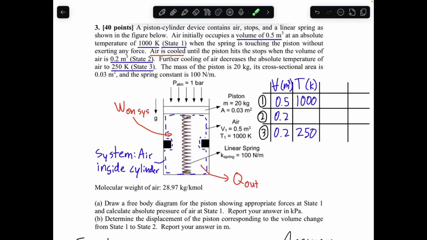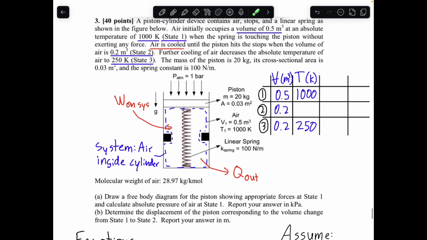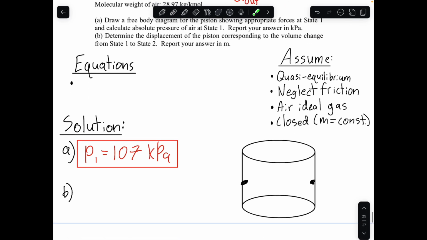You probably can use the spring to do it, but they give us a hint in the problem about the volume change from state 1 to state 2. So I think it's a good idea to use that volume change in order to find our delta x. And there's a way to do it, and I think the best way to think about it is in 3 dimensions. So I will attempt to draw things out in 3 dimensions without confusing you.